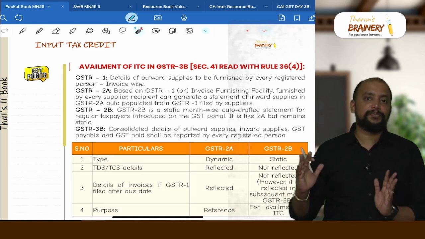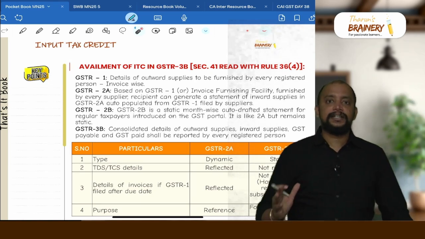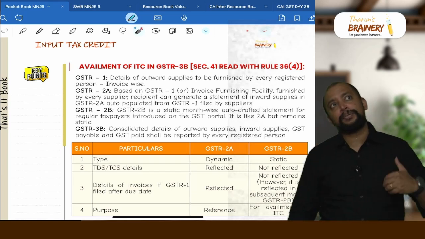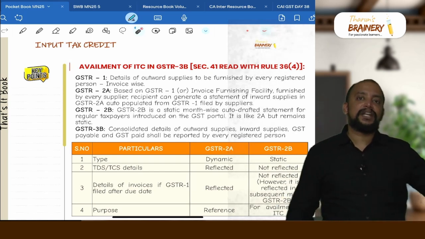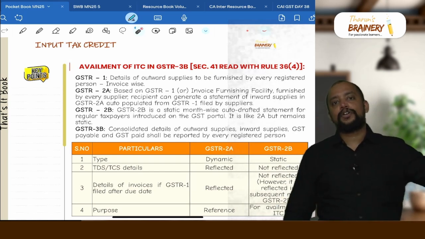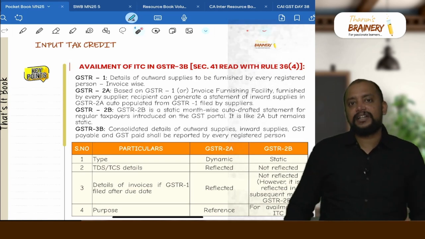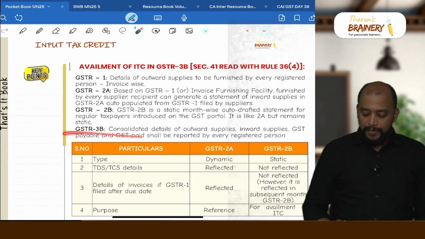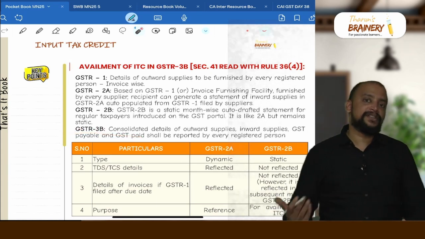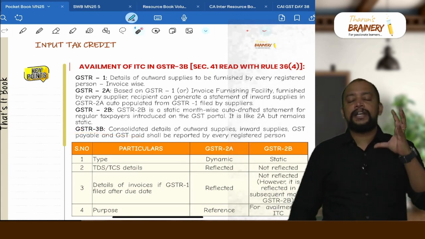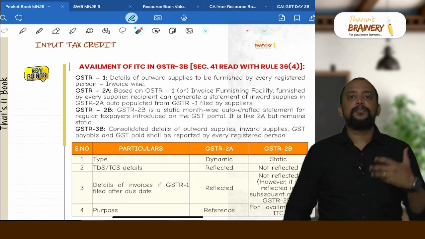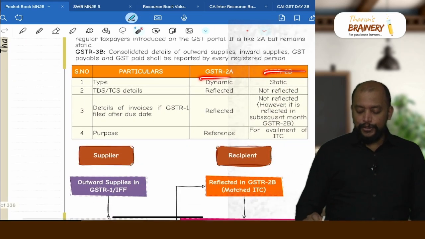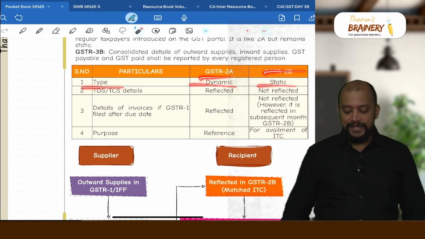It will be generated on one particular date, and that is the ITC. So it is based on the cutoff dates that the ITC will be available. For example, GSTR 1 is filed by the supplier by the due date, up to the date whatever GSTR 1 is filed, that data will be reflected in the 2B of the recipient. 3B is a return which will be filed by every registered person that contains the consolidated details of liability, input tax credit, interest, late fee, etc. And 2A, 2B you can see the type, 2A is dynamic and 2B is static.